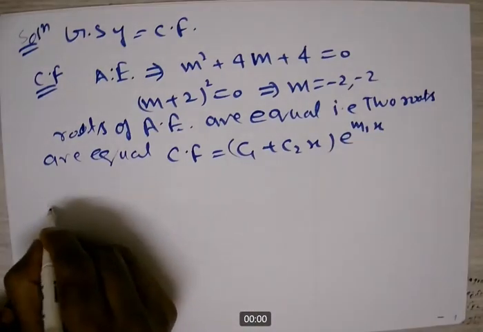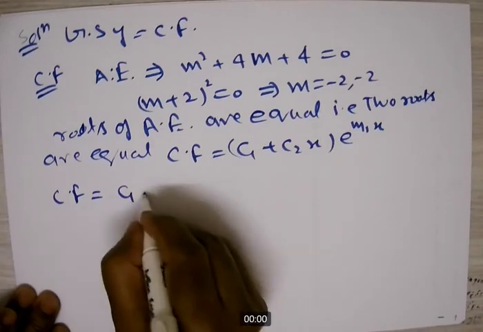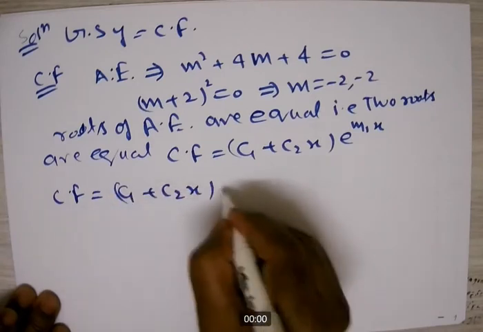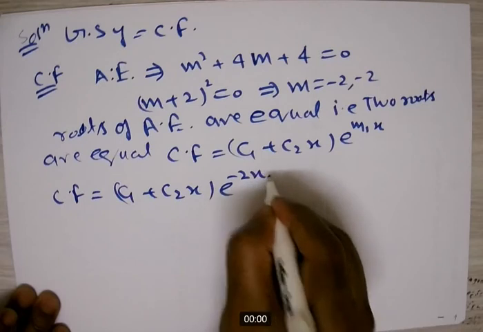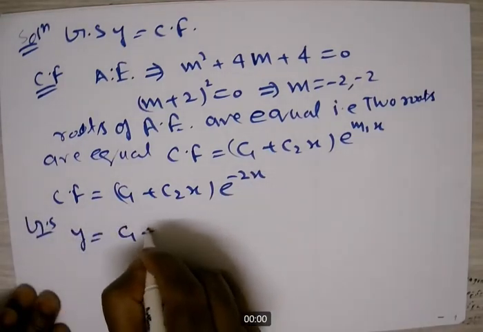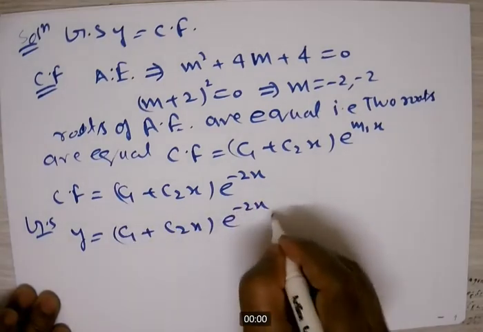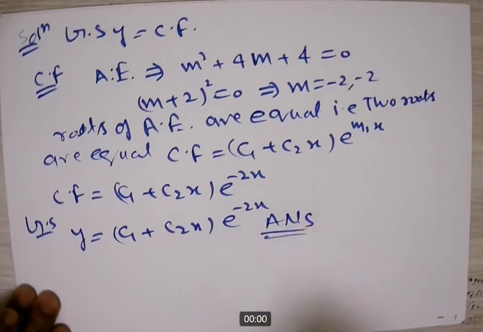Write that one. Therefore, the complementary function is equal to (c1 plus c2x) e power minus 2x. Therefore, the general solution is how much? y is equal to CF, that is (c1 plus c2x) into e power minus 2x. This is the answer of this question.